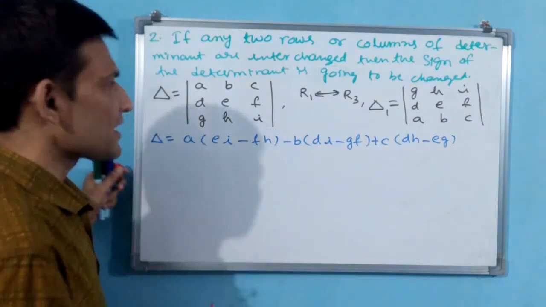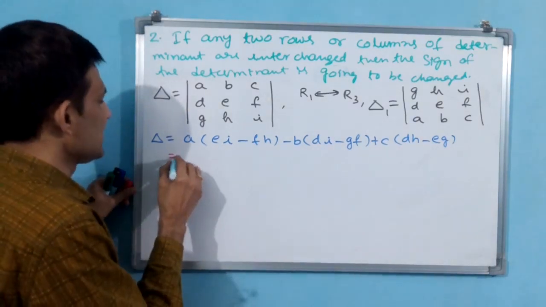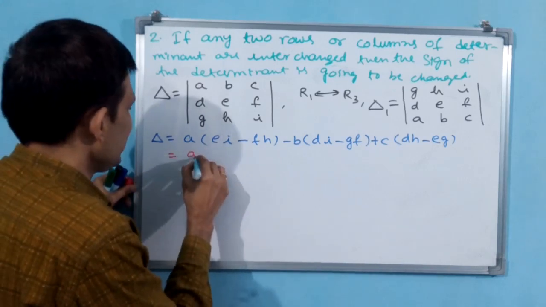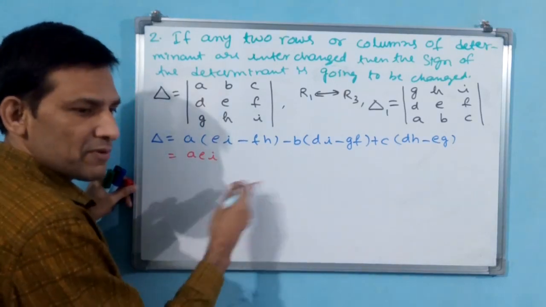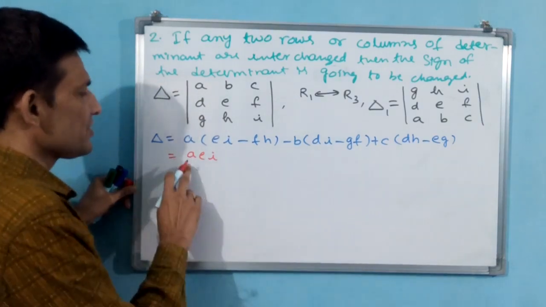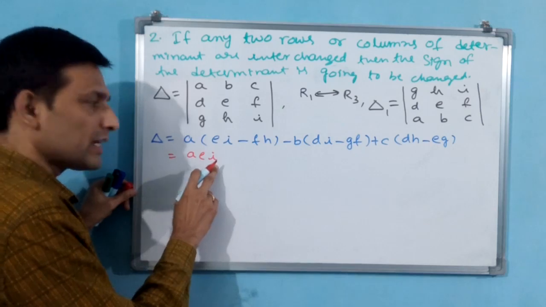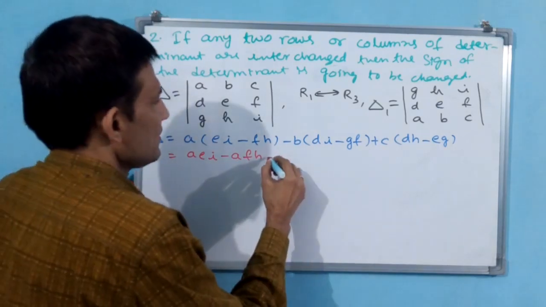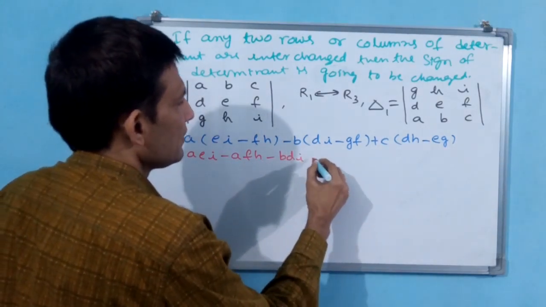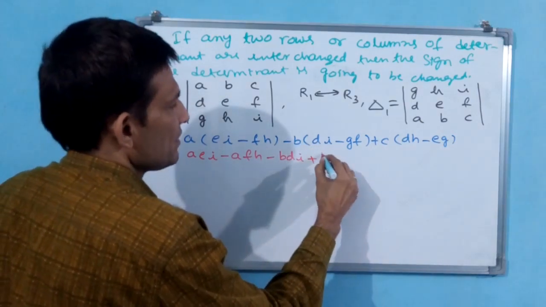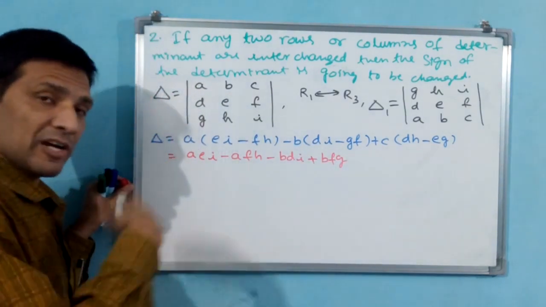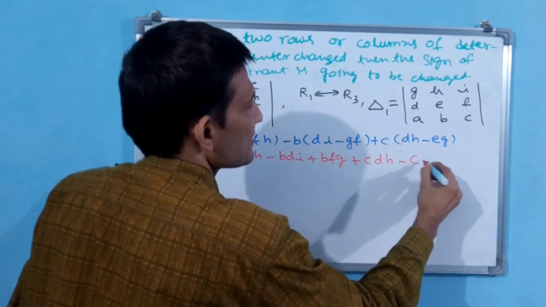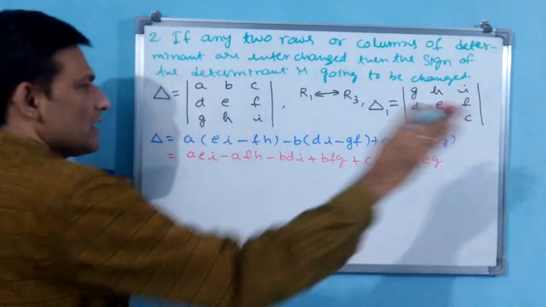Now expand this. Why? Because after expansion only we are able to show whether it is equal, or the sign changed, or neither. Okay. Now AEI. Let us try to write the first alphabet, then the next alphabet, the next, like that. That means after A, E will come. After E, I will come. Okay, like that we will do. AEI minus AFH, minus BDI plus, minus minus plus BFG I will write. Why? Because first F will come, then G will come. Plus CDH minus CEG. Okay. Now this has come.